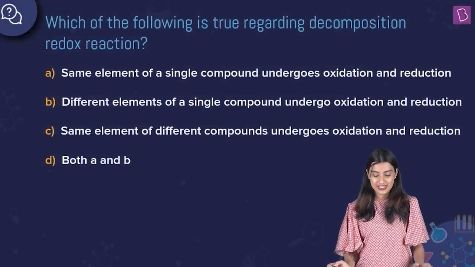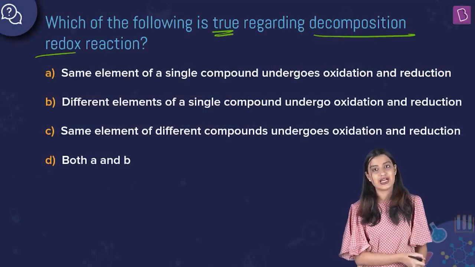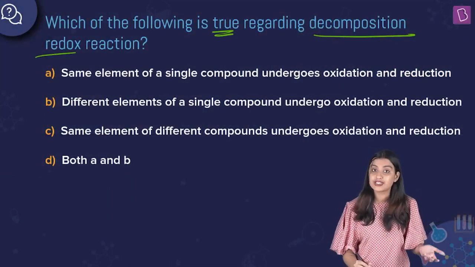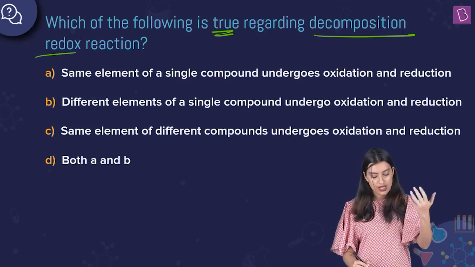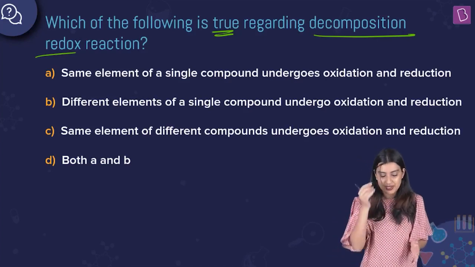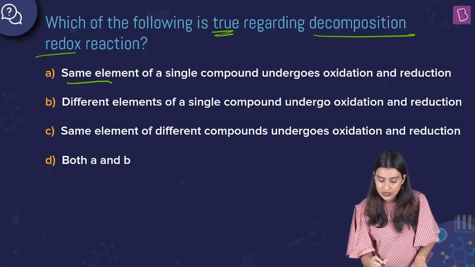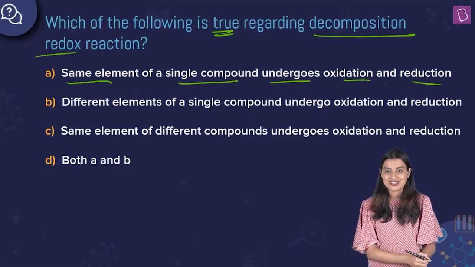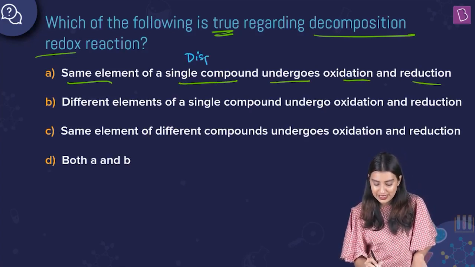Okay, so here they're asking which of the following is true regarding decomposition redox reaction. We'll read the statement, we'll write down what sort of a reaction it is. If it is decomposition, then that is going to be our right answer. And let's get started. So you have option A. Same element of a single compound undergoes oxidation and reduction. What is this? This is nothing but your disproportionation reaction, correct?